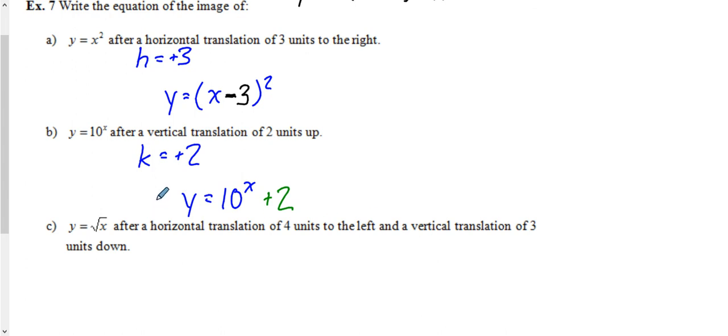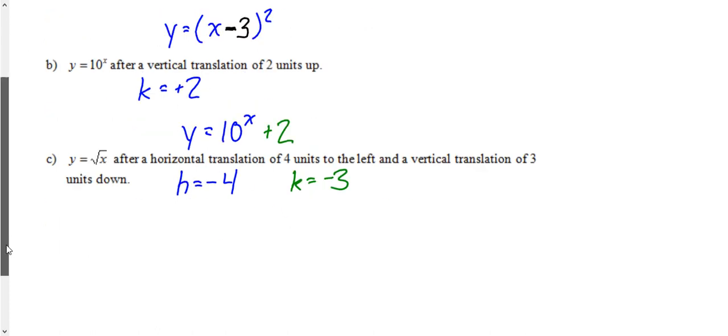This last example here, what do we have? So we have a radical, and what are we doing? We got two things, it looks like. So we have horizontal translation, 4 units left. So horizontal translation only affects h, 4 units left, meaning we have h equals minus 4. Vertical translation, we have vertical translation 3 units down, so that's k. If we're going down, that means it's minus 3. So let's fill in our equation here.